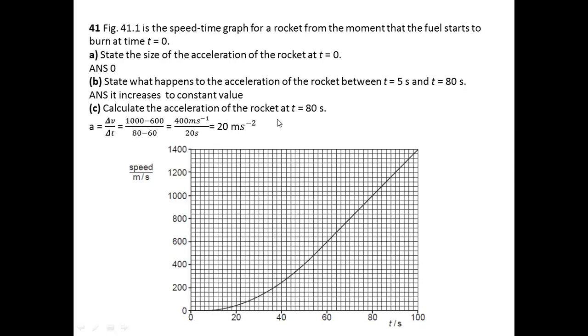Part C, calculate the acceleration of the rocket at 80 seconds. How to calculate acceleration from a speed time graph? We have to calculate the gradient. Gradient is always calculated at two points of a straight line. So one point will be 80 seconds, and at 80 seconds the corresponding speed is 1000 meter per second. And we have to select another point on the same straight line. For example, we select 60. So at 60, the speed is 600 meter per second. How to calculate acceleration? Change in velocity over change in time. So we have 1000 minus 600 and time interval is 80 minus 60. Final answer is 20 meter per second square.